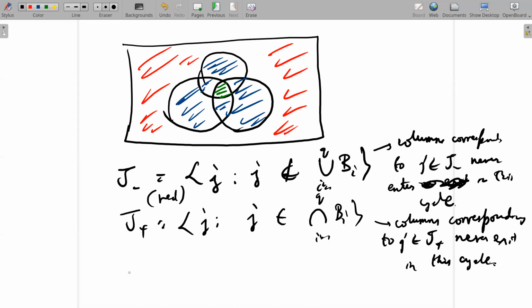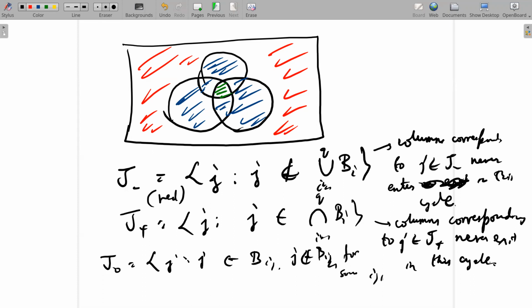Okay, so what's remaining is J naught. So J belongs to B_I1 and J does not belong to B_I2 for some I1, I2 in Q. Remember this notation 1 through Q. So for some indices I1, I2, this holds. In other words, these are known as fickle variables, fickle indices. Fickle meaning sometimes they'll enter, sometimes they'll exit, and so on.